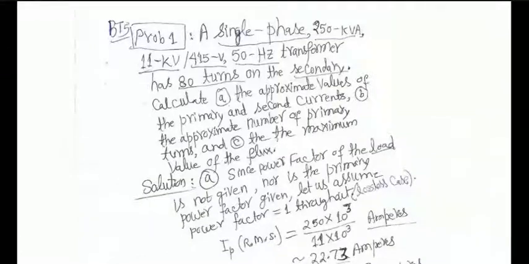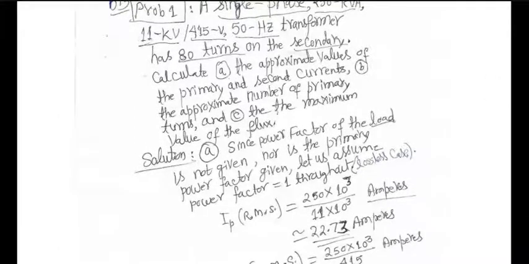Now, primary current will be primary power divided by primary voltage, right? RMS values, of course. And power factor is 1, so we don't care anymore. Primary power at full load will be 250 kilowatt because power factor happens to be 1. And primary voltage is 11 kilovolt. Divide and you get primary current as 22.73 amperes approximately.